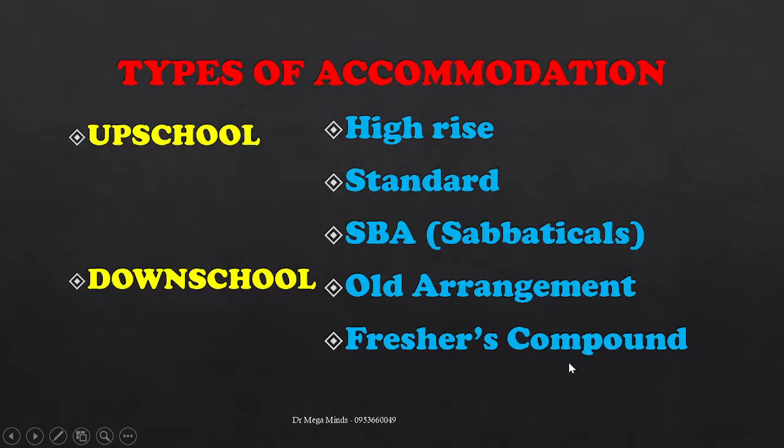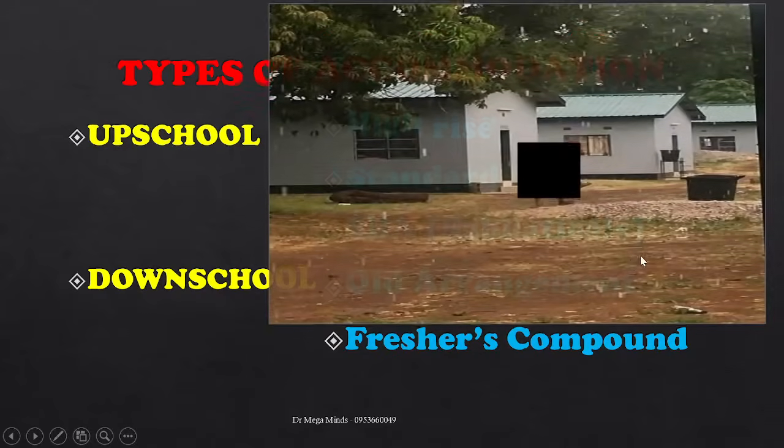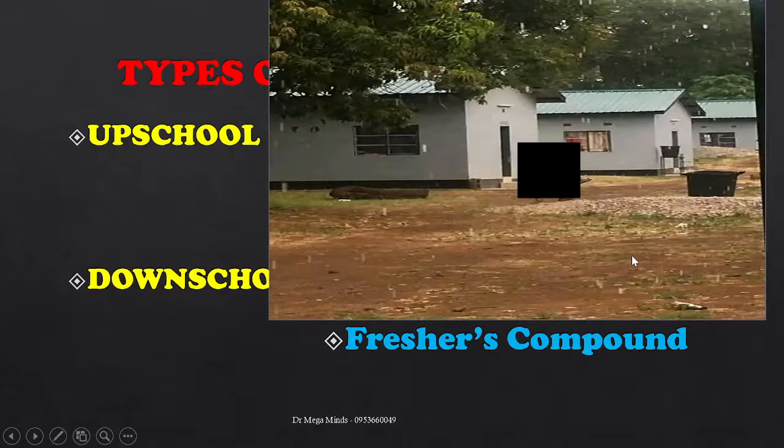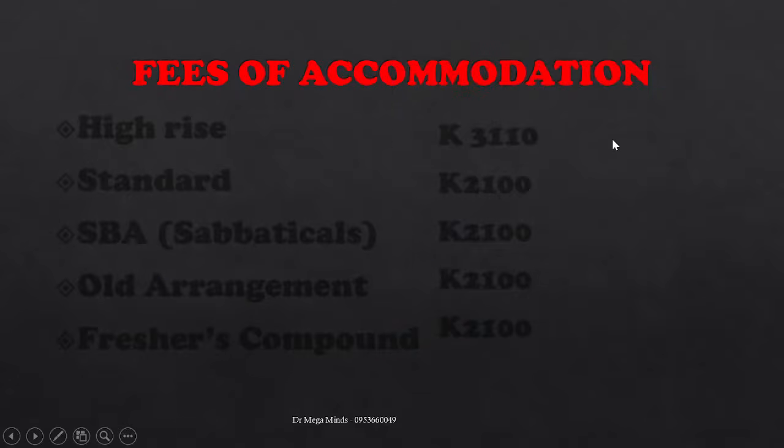We have what is called Freshers Compound. So in Freshers Compound, we have new hostels which were just built. They look like this. You can even see the color is different from the other down school hostels. Yeah, so this is Freshers Compound. So that was a kind of summary of the hostels which are found at Mulungushi. I will get back to them.